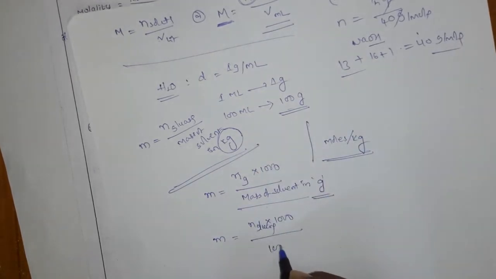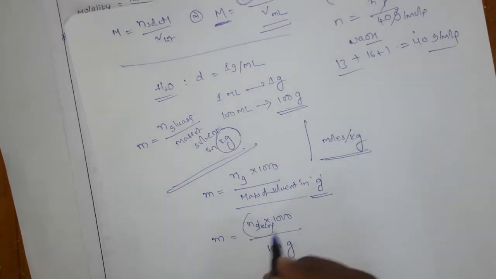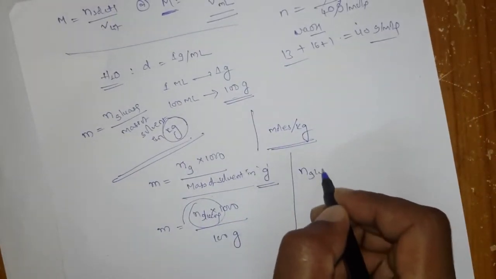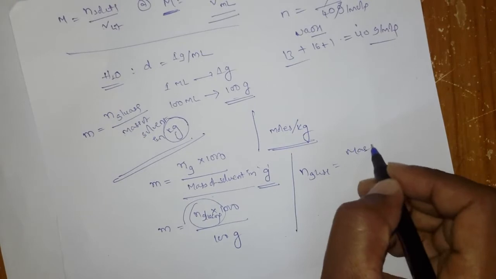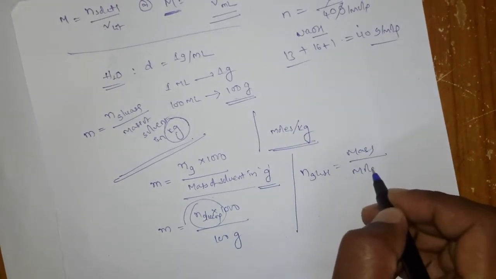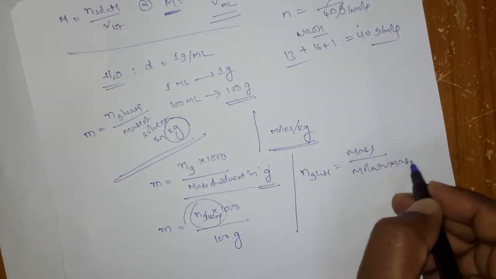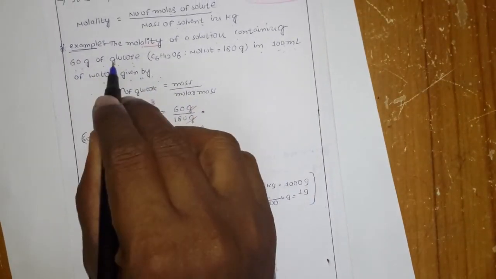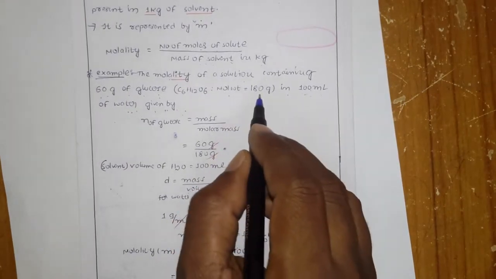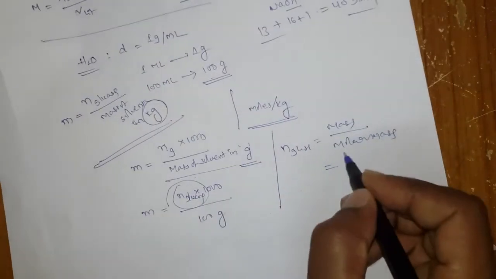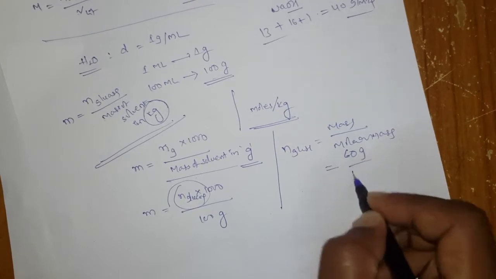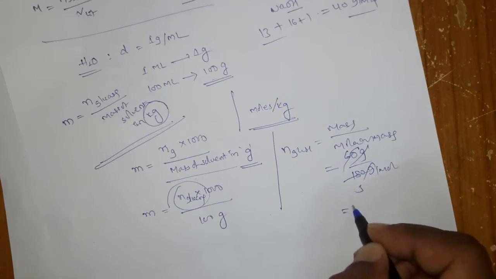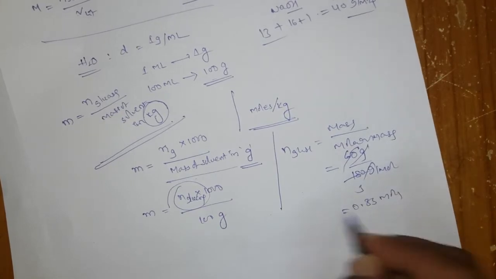The mass of the solvent is 100 grams. But you don't have the number of moles. The number of moles of glucose is equal to the mass of glucose divided by the molar mass of glucose. The mass of glucose given is 60 grams. The molar mass is 180 grams per mole. So 60 grams by 180 grams per mole is overall 1 by 3, which is 0.33 moles.